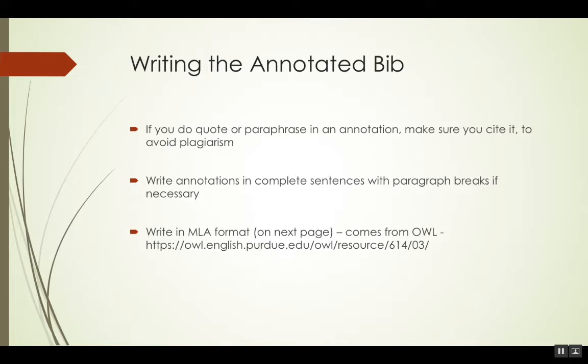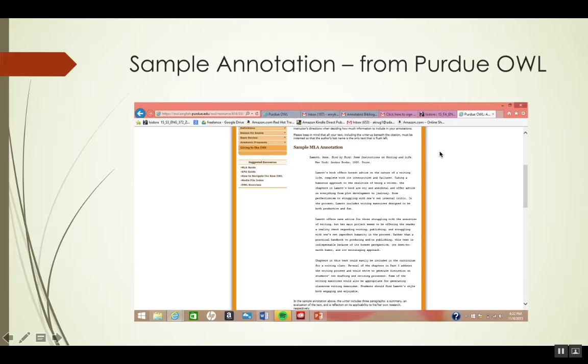So there is an example on the Purdue OWL, the sample MLA annotation, and I'll put this link on the page with the information about the annotated bibliography. But this shows you the format that it should be in. So this is an MLA formatted citation, and then there's the 3 paragraphs. They're indented with spaces between. So this is an MLA annotation. This is how you should write your annotations.